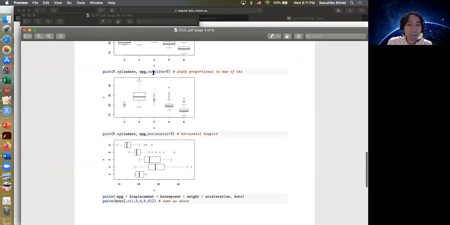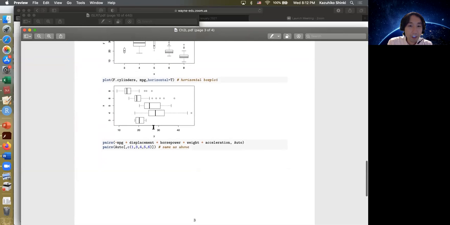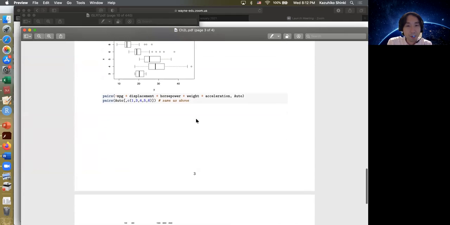Yeah, some more options, the variable width. So the width of the box represents the number of observations. So you can see more cars have 4 cylinders and a very small number of cars have 5 cylinders. Volvo developed the 5-cylinder engines, straight 5. Yeah, and also we can make a horizontal box plot by specifying the horizontal option. So the plots have some options and you can change the shape by changing some options.